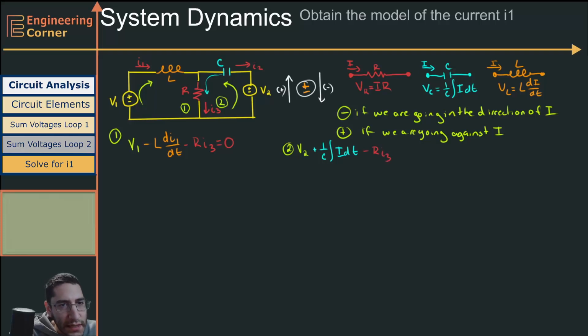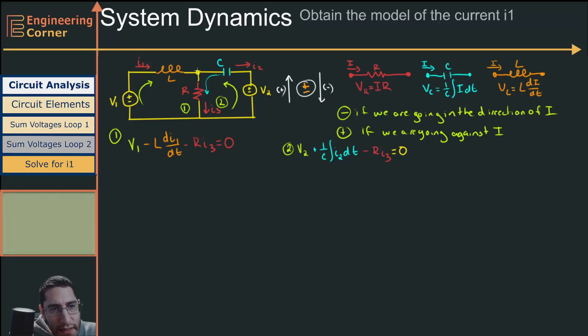I just need to change this right here. This isn't a capital I. This is actually going to be I2. All right, now that I've fixed that, this is also equal to 0. We now have three unknowns: I1, I2, and I3, but we only have two equations. So we need one more equation.